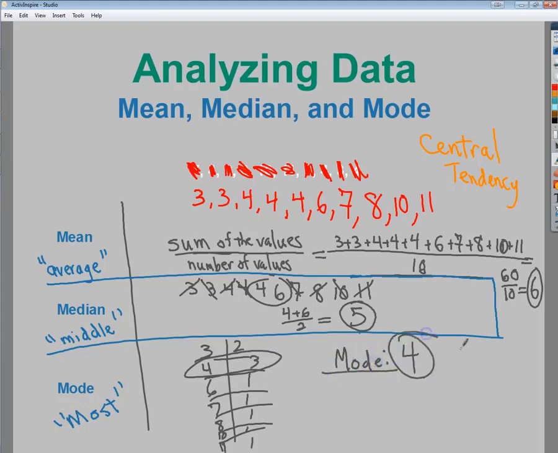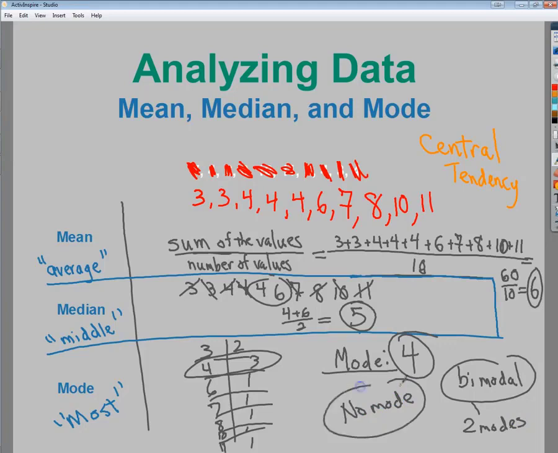is 4. If I had another 3 in there, or one less 4, you can have multiple modes, or it could be what's called bimodal. Or you can have no mode at all. If all the numbers are different, you just say no mode. If it has 2 modes, you just name which modes they are. So 4 and 3, that sort of thing. That's the gist of how it all goes.